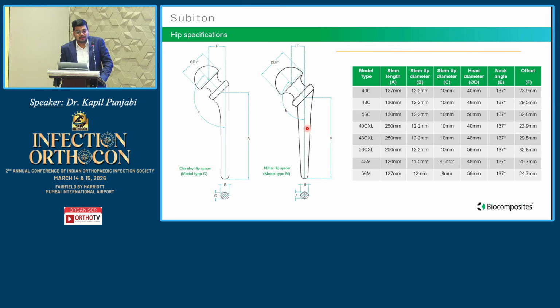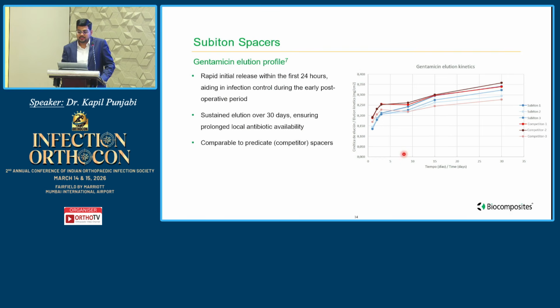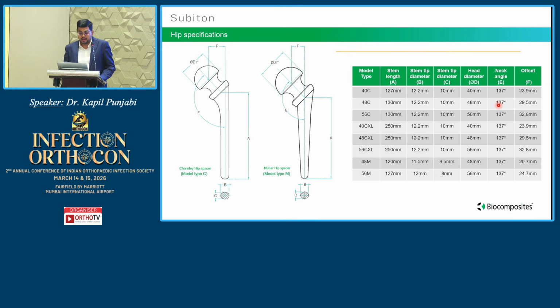The elution profile here is similar to what we have seen in the case of Stimulan. You will have the elution of the gentamicin drug for almost 30 days. This is very critically valuable because it helps in the clearing of the infection. It comes in different sizes, which you can look into. Most importantly, if I have to highlight something for the hip spacer, it's the neck angle, which is 137 degrees, which provides the required mobility to the patient, and that's the most critical factor of these particular spacers.